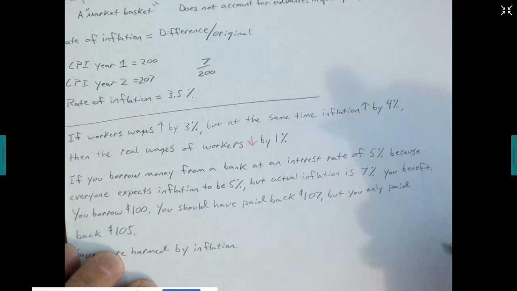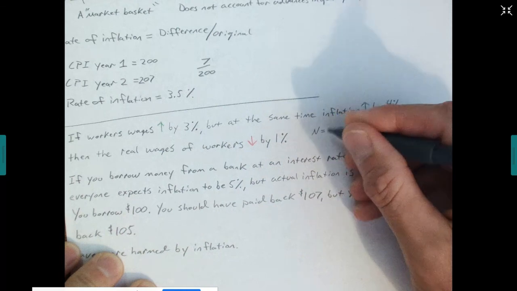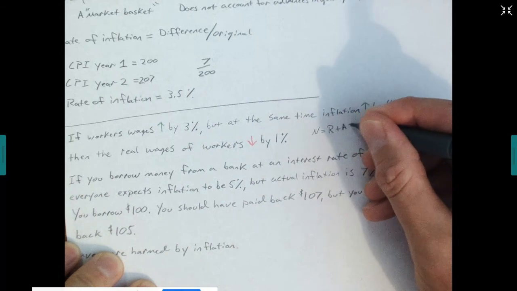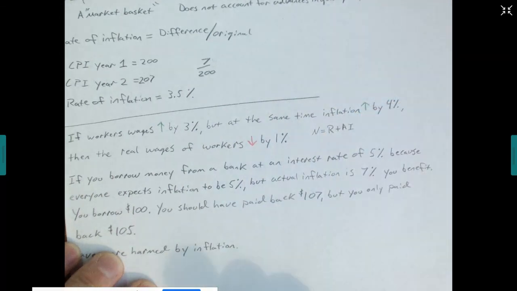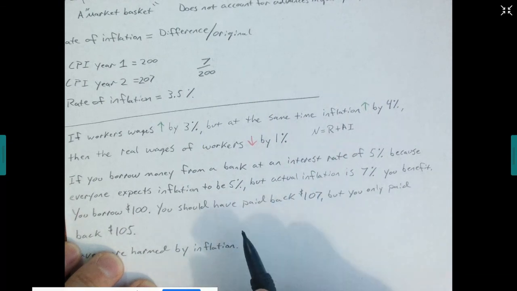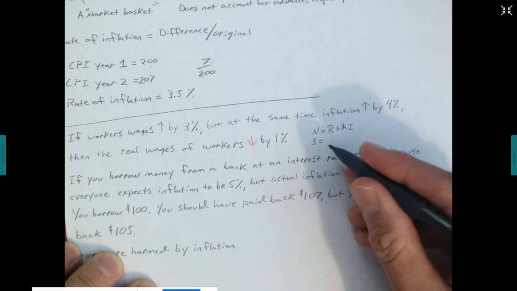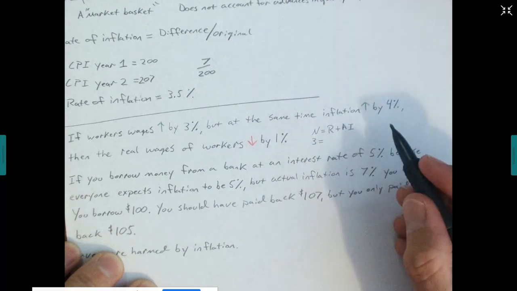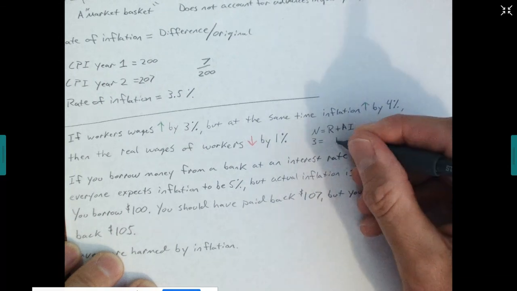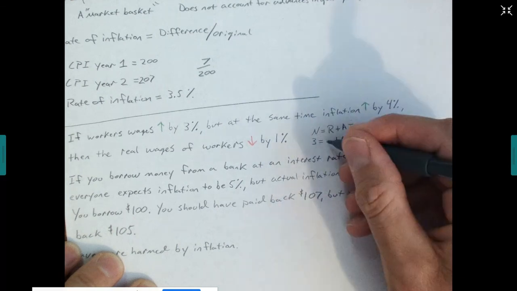Remember, the nominal wages of workers, nominal equals your real plus your anticipated inflation. You're going to see that if the workers' wages were to increase by that 3 equals something, and you're going to see that the inflation here is equal to 4, so 3 equals something plus 4. The only thing that could work is if this was negative 1.